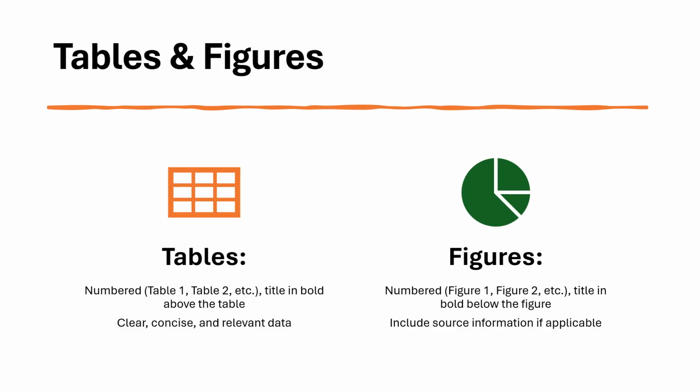Tables and figures are not required, but should you have them, they should be labeled sequentially, such as table 1 or figure 1. Table titles appear above while figure titles appear below. Ensure tables and figures provide meaningful data that enhance your paper. If you're using data from another source, be sure to cite it properly.